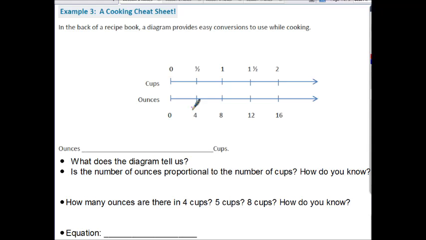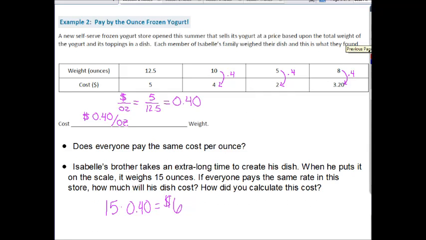And we could work both ways with that. The next thing we want to discuss is, is the number of ounces proportional to the number of cups, and how do you know? Now, the idea of being proportional, we actually identified this in the previous example. So if we just go back for a second, you'll notice that in each one of these cases, every single one of our inputs of ounces was multiplied by a constant of 0.4 to get our output of cost. Since every single case is going to be multiplied by that constant, that makes this proportional.